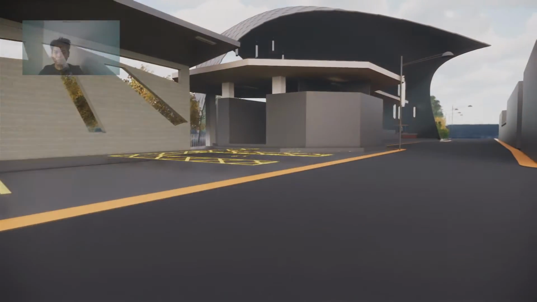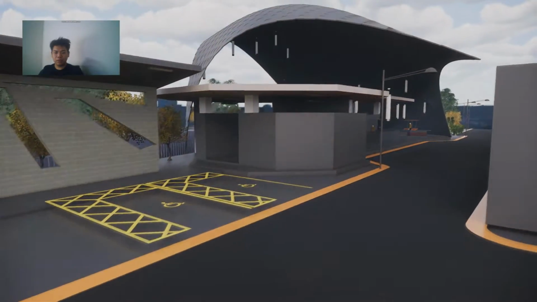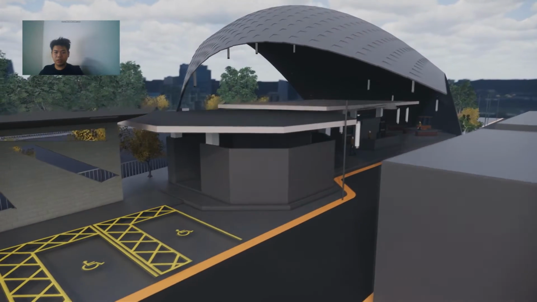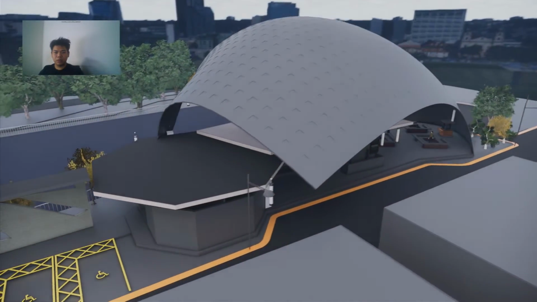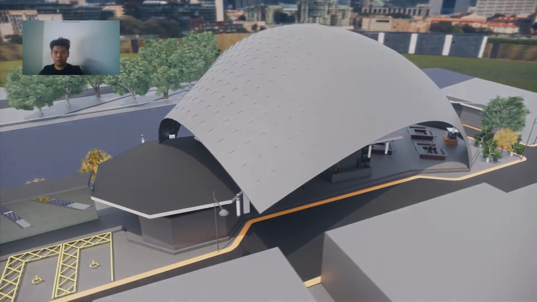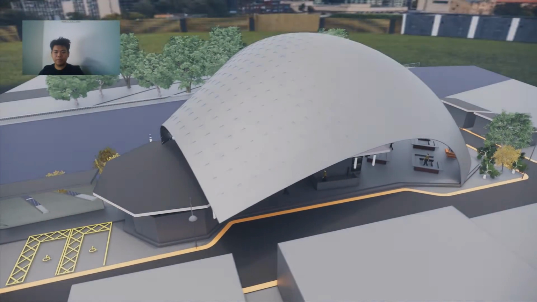Good morning. This will be my presentation for Design Studio 3, Task 3. We are required to do a maquette at a site located at Kajang.